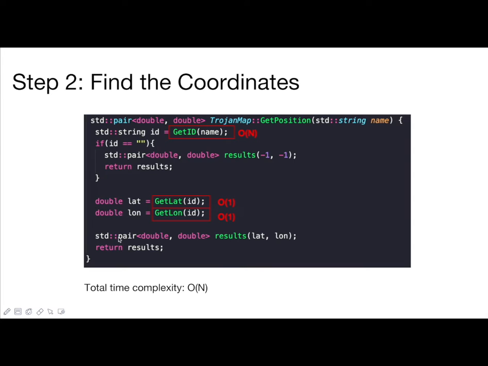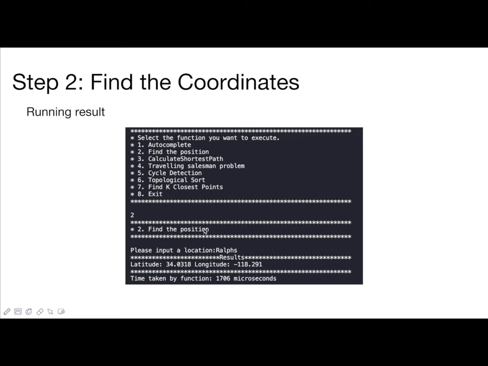In the second step, we need to find the coordinates of a name in the map. We use the getID function, which has O(n) complexity, and use getLat and getLong. They both have a time complexity of O(1). As a result, the total time complexity of this function is O(n). And we can see from the running results, if we input the location Roughs, we can get its longitude and latitude.